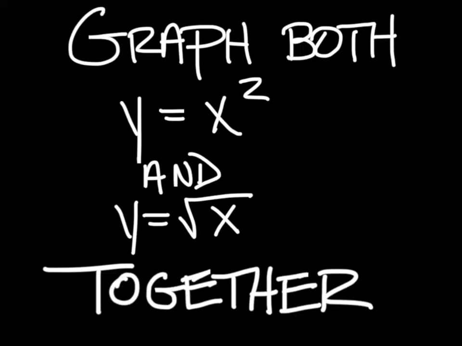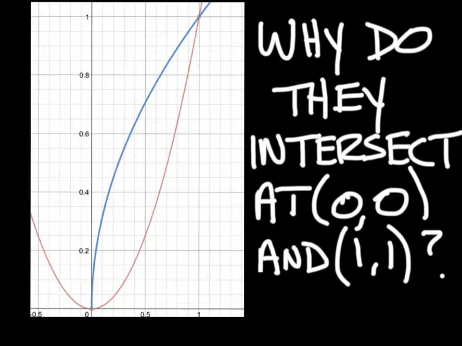Now graph both y equals x squared and y equals the square root of x together on the same graph. And if we repeat the process that we just did, then this is what's going to happen. Can you explain why they intersect at (0, 0) and (1, 1)?